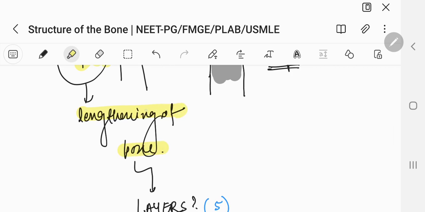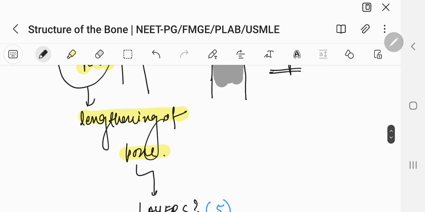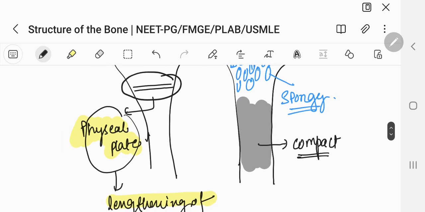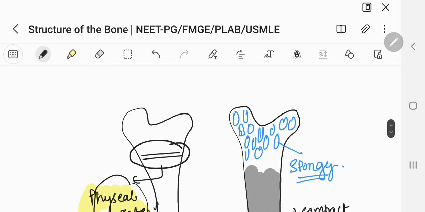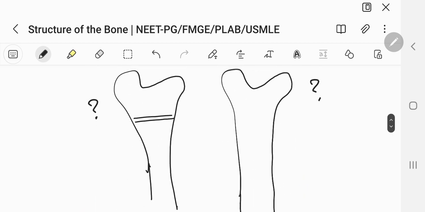So if you remember, what helps in thickness of the bone is the periosteum. What helps in lengthening of the bone? The physeal plate. So who will have lengthening of bone, an adult or a child? A child. So when you do the x-rays of a child and an adult, you will see that the physeal plate is present in a child and absent in an adult, right? So this is the adult and this is the child's.